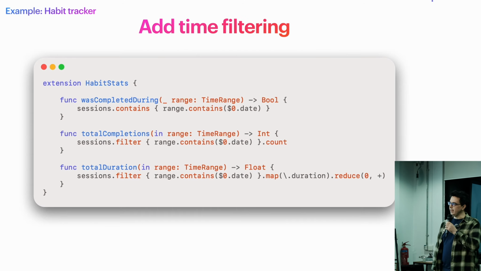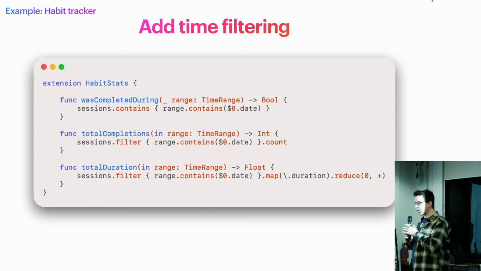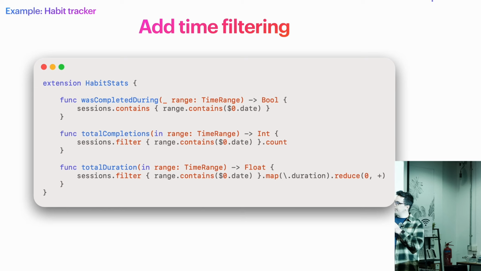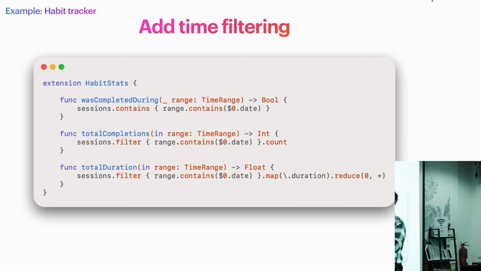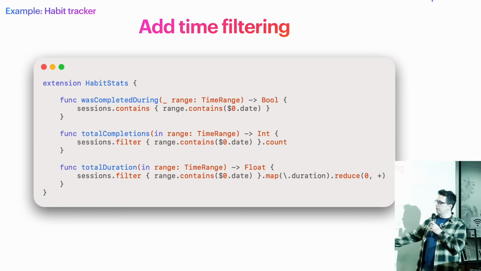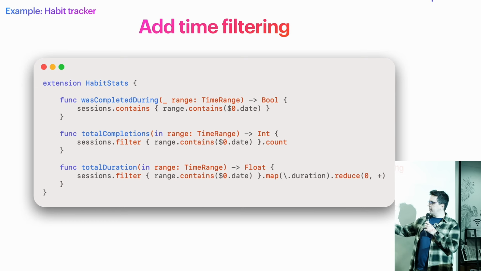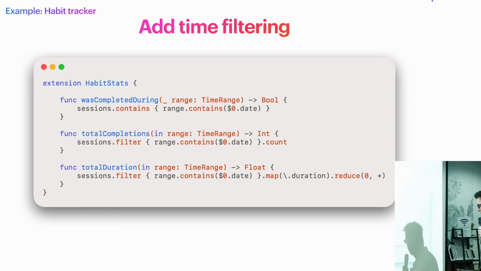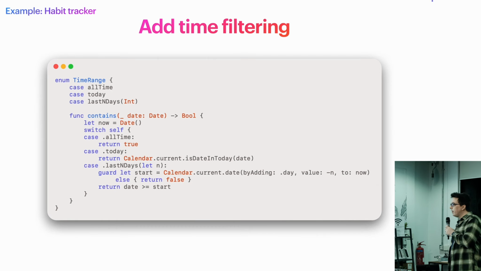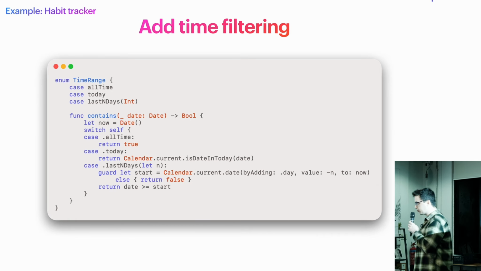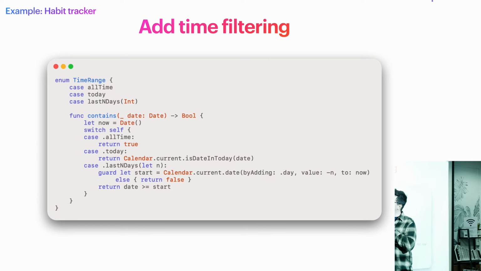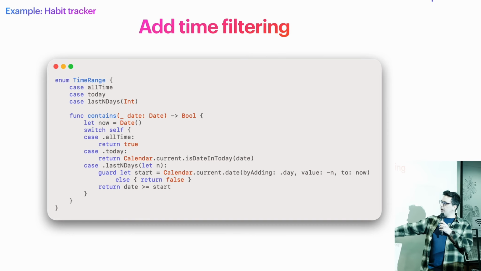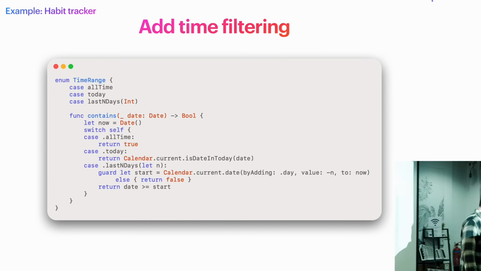We extend HabitStats again with new computed properties and functions that return statistics. We're going to define a TimeRange enum, and we are going to add a .contains method, and so we can easily have those three additional statistics: what's completed during the time range, total completion in time range, and total duration, for example. And here's the TimeRange enum. For this example, we have three cases: .allTime, .today, or .lastNDays, and the contains method that we use to build the statistics.